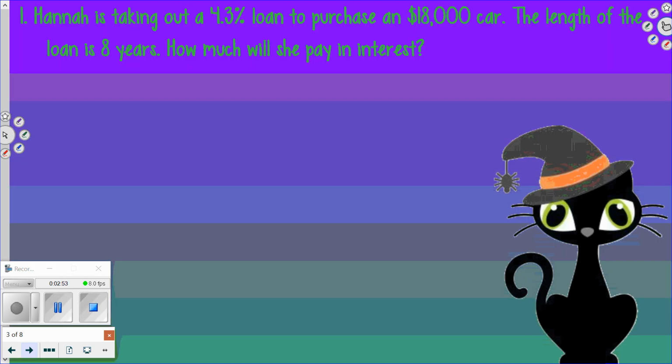All right, so number one, Hannah is taking out a 4.3% loan to purchase an $18,000 car. The length of the loan is 8 years. How much will she pay in interest? So, looking at that, in order to figure out how much she's going to pay in interest, what do you have to calculate first? Her monthly payment, right? If I can figure out how much she pays per month, I can figure out how much she pays over the life of the loan, then I can figure out how much is interest, how much over the $18,000 she's paying.